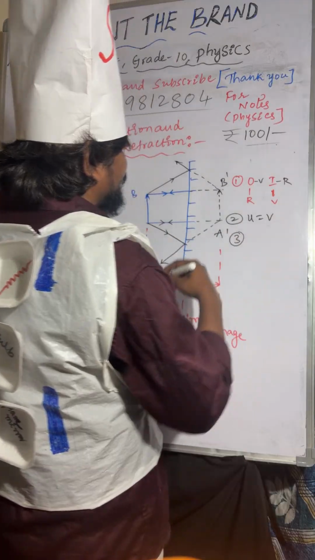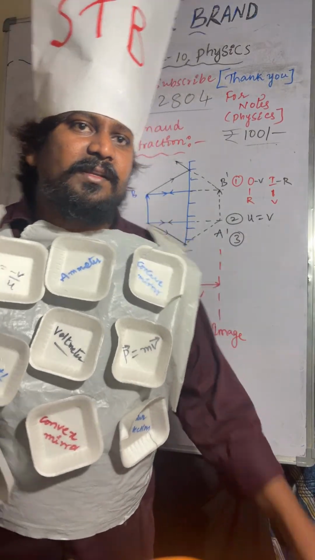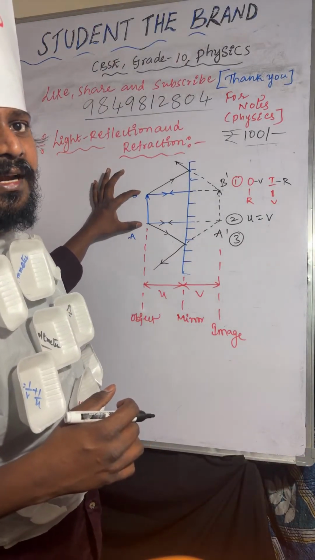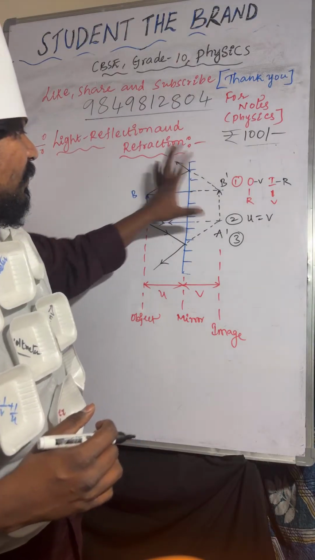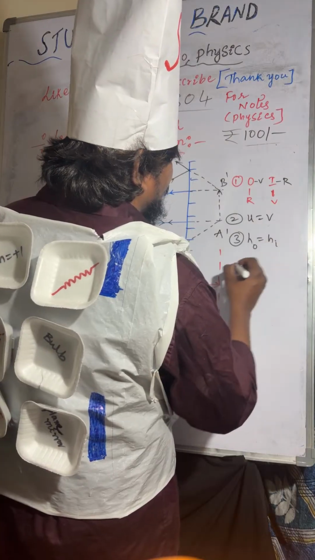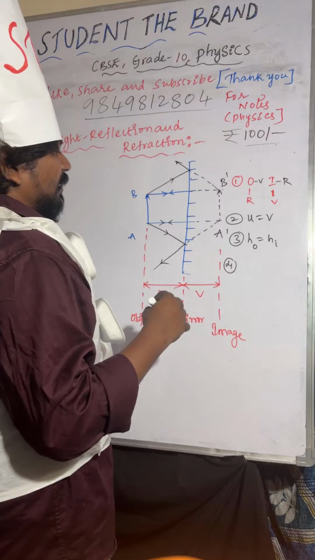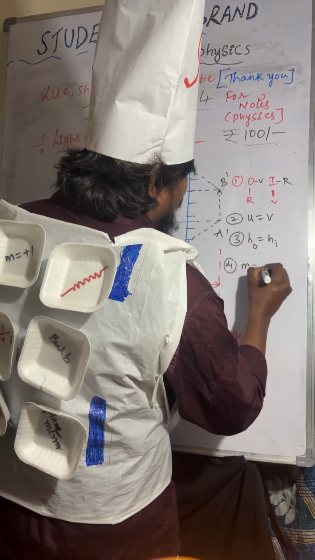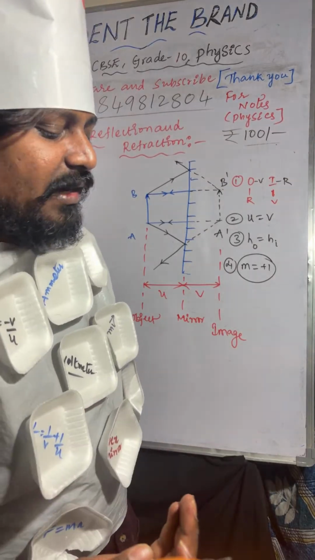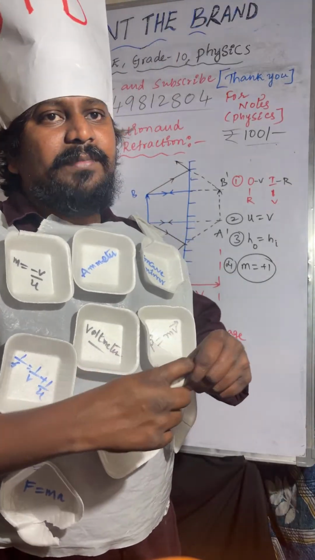And the third one: height of the object is equal to height of the image. This is the height or size of the object, and it is equal to the height of the image. And the fourth one: magnification of the plane mirror is +1. Sir, what is magnification? Magnification is nothing but the ratio of height of the image to height of the object.